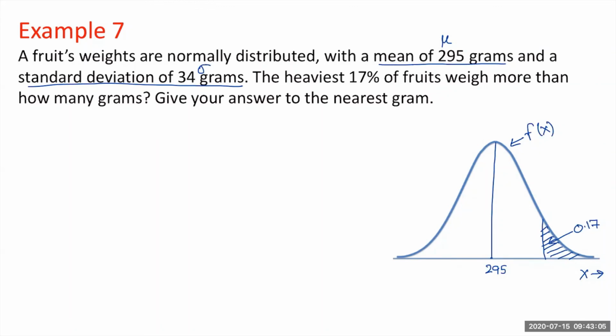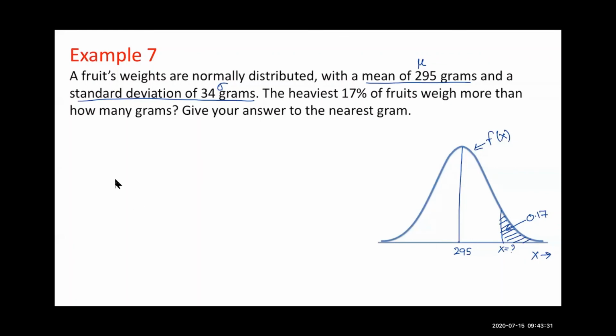The question is, the heaviest 17% of the fruit, which are here, weigh more than how many grams? So what is this weight here? We need to find that. What is that X equal to? Now, we are going to use the TI-84 calculator to calculate this X value. So let's use that. Here, X is equal to, we use inverse normal.